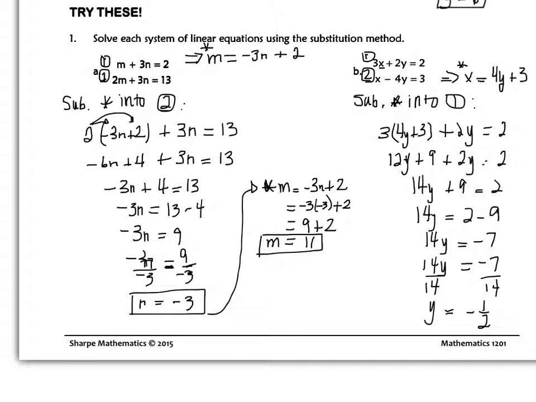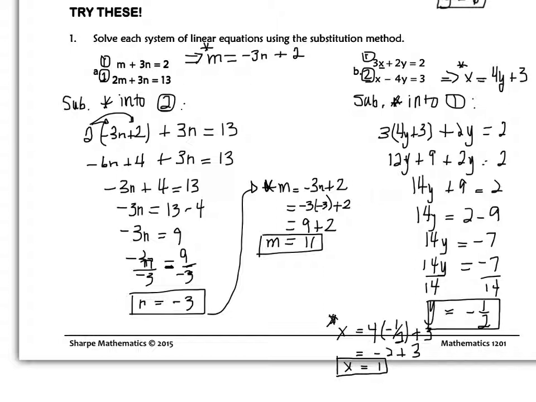And then our x value, running out of space, we go back into our star equation. x equals 4 times -1/2 plus 3, which is going to give you -2 plus 3, or 1. So we've got x equals 1 and y equals -1/2.